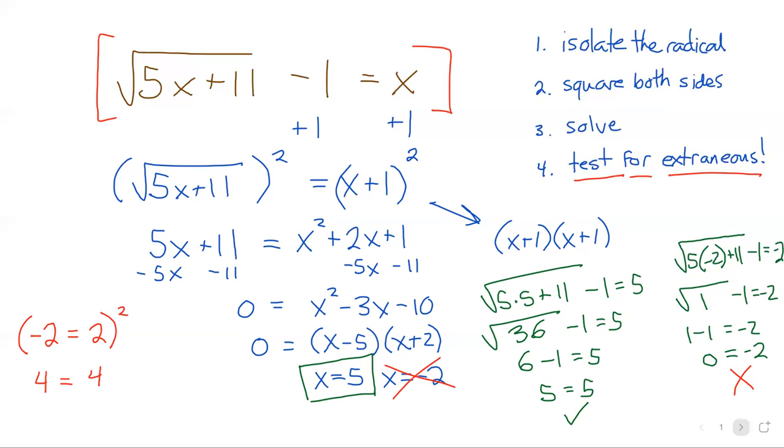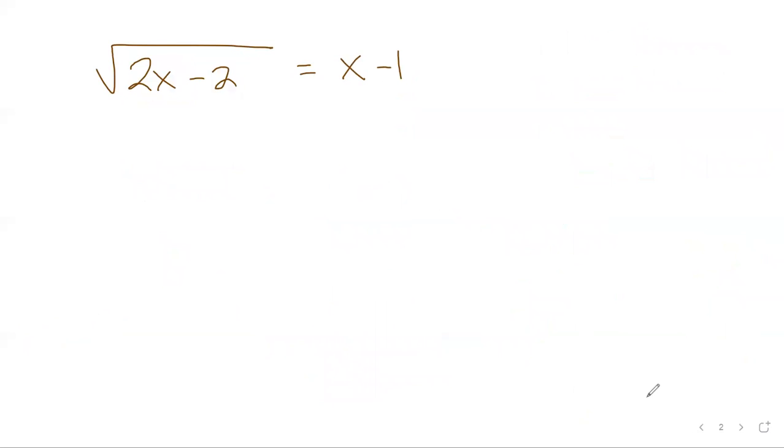Let's apply them here on another example. Square root of 2x minus 2 equals x minus 1. In this case, the radical is already isolated, so that first step is taken care of for us, and we're ready to square both sides. Again, squaring and the radical cancel each other. And this, again, I'm going to shortcut, but remember, if you need to, write it out: x minus 1 times x minus 1, FOIL, etc.